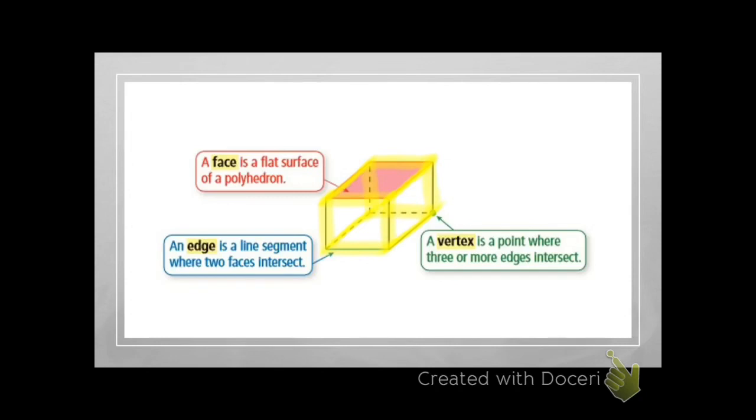And then we have the vertex. A vertex is a point where all of the edges intersect. So just think of all your corners, okay? All of our corners, and we would have a vertex. So with this rectangle, we have 4 corners on the bottom, we have 4 corners on the top, so we would have 8 vertex, or vertices is the plural.